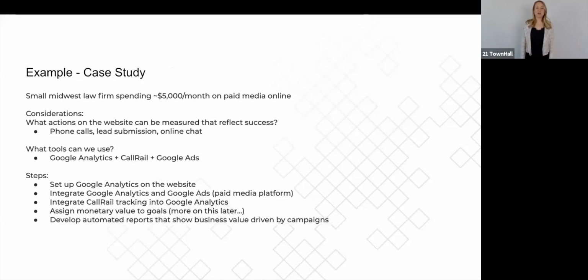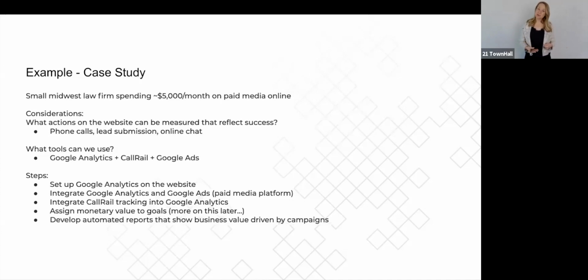So let's talk about a small Midwest law firm. They're spending, let's say, about $5,000 a month on paid media online, let's say exclusively through Google Ads, because that makes it easier. So, considerations. First of all, what actions on the website can be measured that show that they're having success in getting new customers or clients into their law firm?